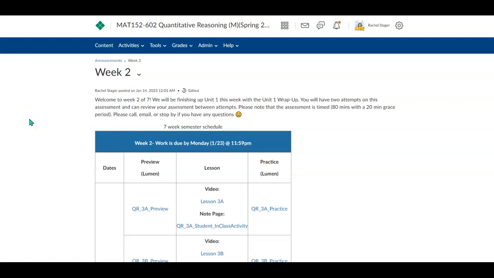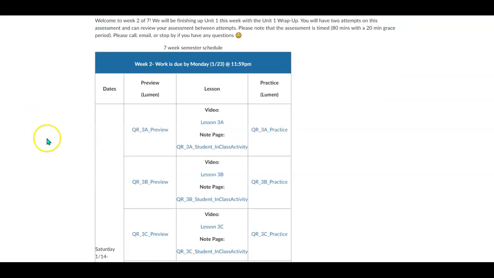For this week, we are actually going to be finishing up Unit 1 and doing our Unit 1 wrap up, and then starting on Unit 2. A couple things I do want to note is I did change due dates to be Mondays, so your next due date is going to be Monday the 23rd at 11:59, unless otherwise stated in the announcements.